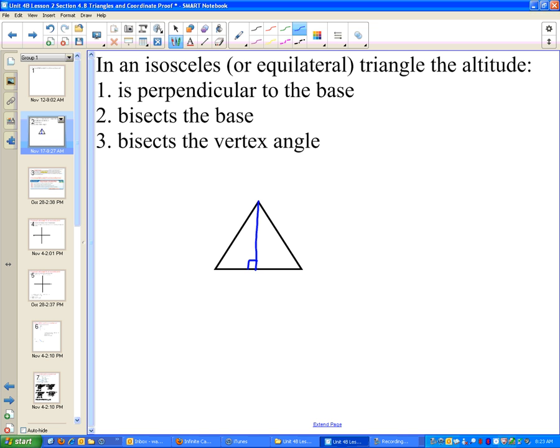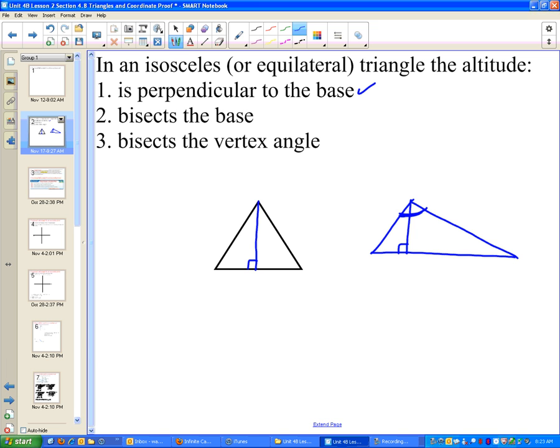Now, in just a general triangle, let's take one like this. If I draw the altitude from that vertex, the altitude, no matter what, is going to be perpendicular to the opposite side. That's the definition of altitude. It starts at a vertex and goes perpendicular to the opposite side. But in the blue triangle, that altitude obviously does not bisect that side, does it? But in an isosceles triangle, it will. And in the blue triangle, that altitude does not bisect this angle up here. But in an isosceles triangle, it will.